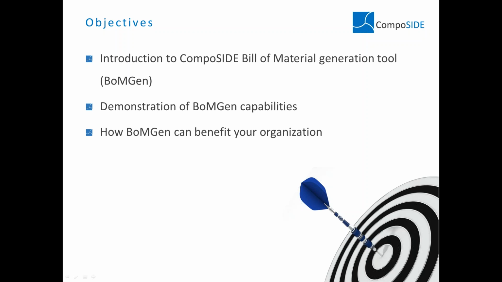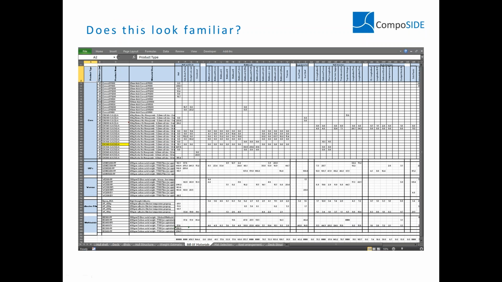And there is in the demonstration as well a very good overview of how to build a bill of material from scratch without using the automated functions of CompoSIDE. So BomGen has a mix of automated and, let's say, manual functions to give best flexibility to the user. And finally, we'll conclude on how BomGen can benefit your organization.